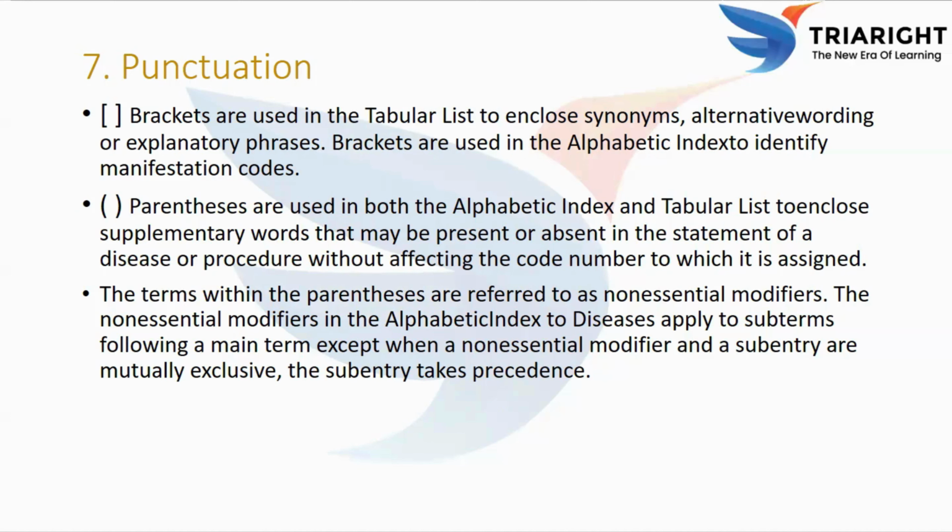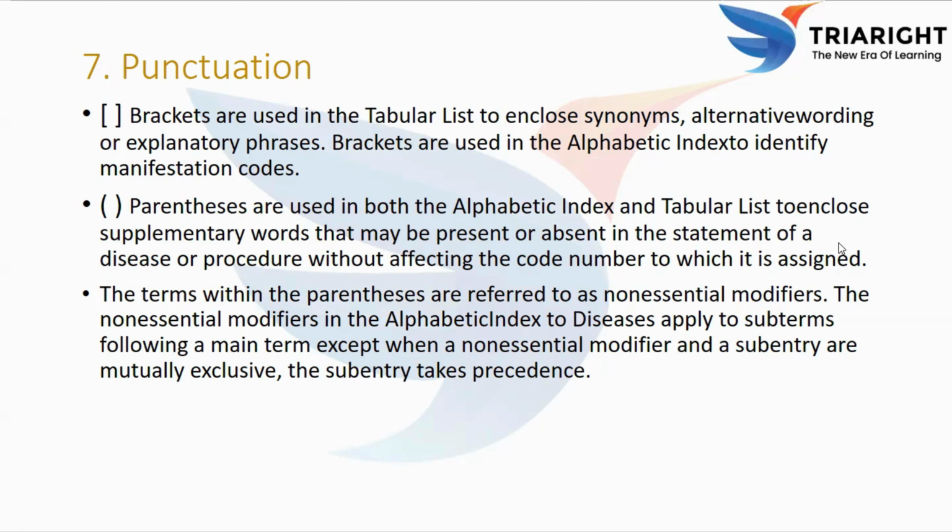For example, there is the D63.0 code. It is anemia in neoplastic disease. So here the brackets give the explanatory or synonymous terms. And now coming to parentheses. Parentheses are used in both the alphabetical index and the tabular list. But coming to punctuation, brackets are used only in the tabular list, whereas parentheses are used in both the alphabetical index and the tabular list.